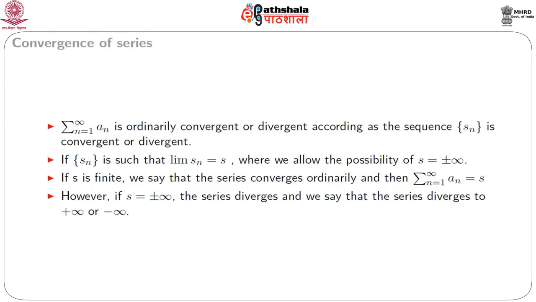if s is finite, we say that the series converges ordinarily, and then the summation, where the range is from 1 to infinity, is s. However, if s is plus or minus infinity, the series diverges, and we say that the series diverges to plus infinity or minus infinity.